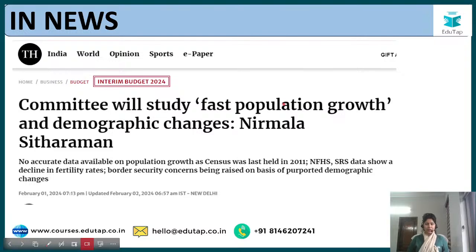Alright, so in news, it has been that a committee will study fast population growth and demographic changes. It has been said by your Finance Minister, Nirmala Sitharaman. Recently, the first interim budget of the present Finance Minister was presented. She has presented many budgets before, but it was her first interim budget, and during that interim budget speech she highlighted that a committee will be formed to study fast population growth in the country, because overpopulation is a problem for India.